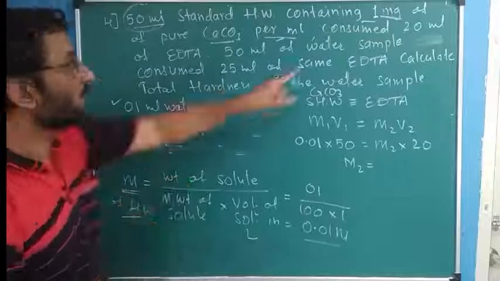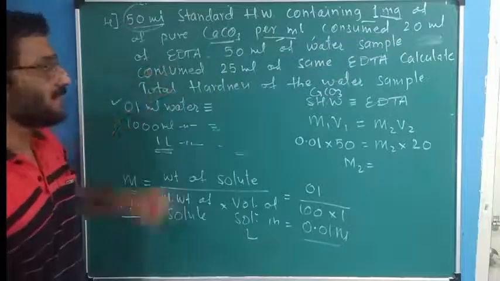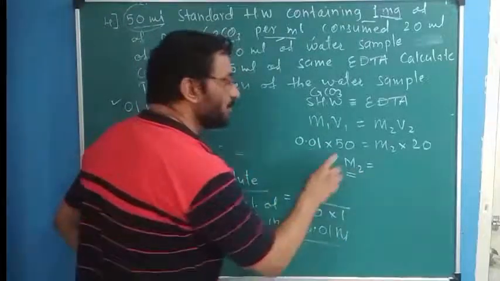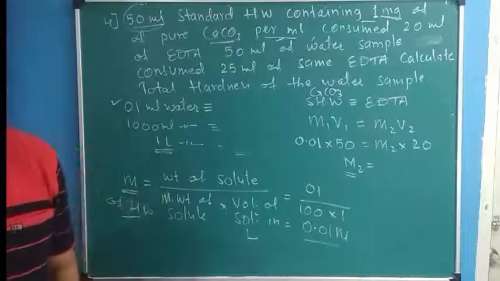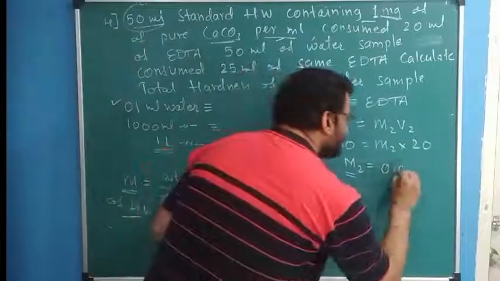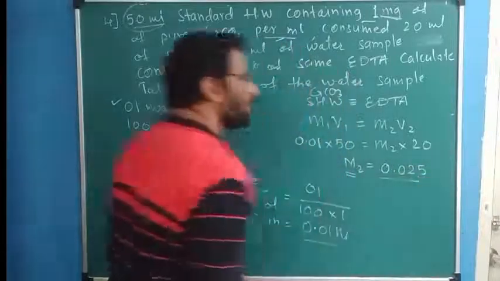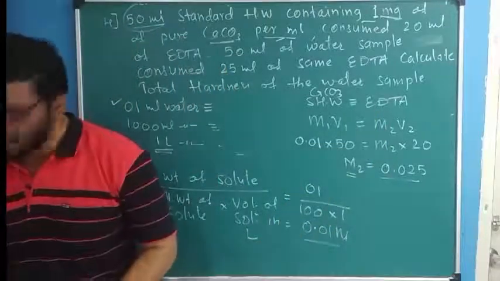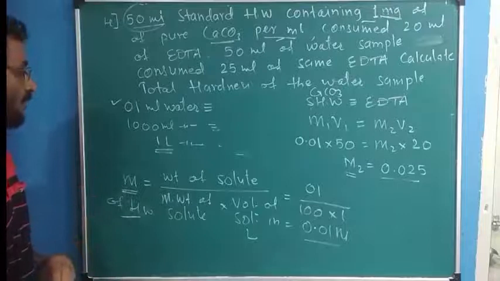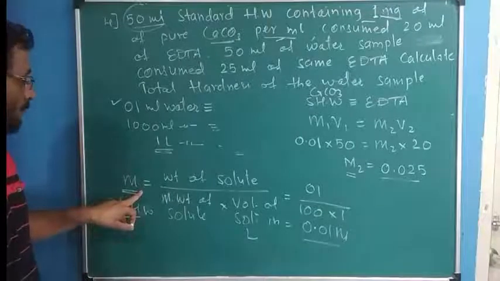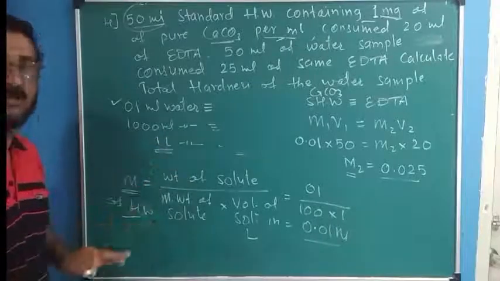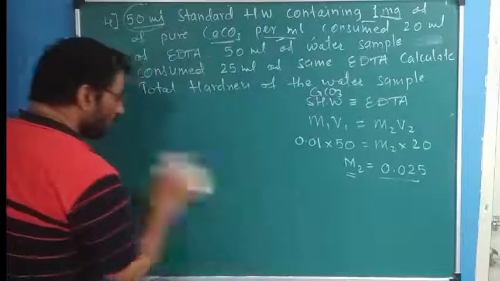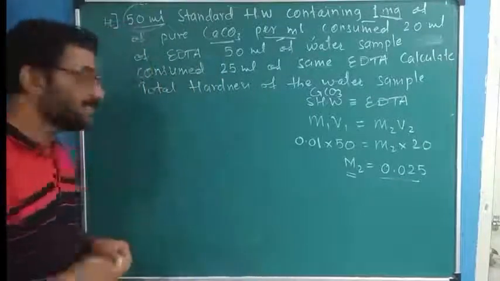How much is required? It consumes 20 ml EDTA. Fine. From that you find out M2. It will be 0.01 into 50 by 20, which is 0.025. What is this 0.025? It is the molarity of EDTA, the exact concentration of EDTA. So again, how the solution is prepared is not given straightforwardly. Some tricky language is used, so reading the problem carefully is important.